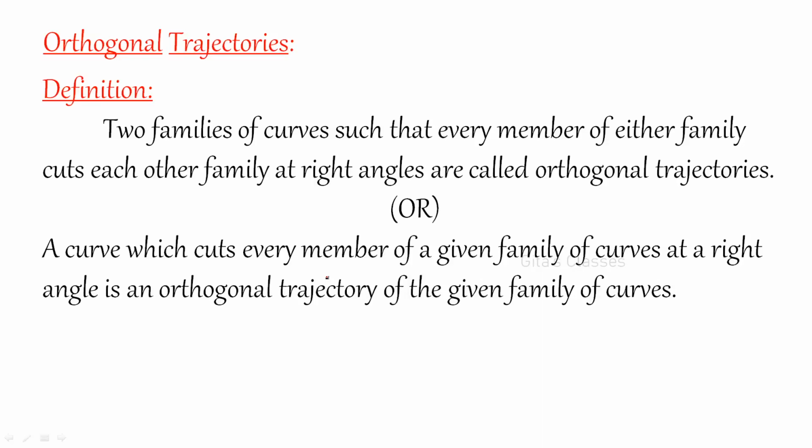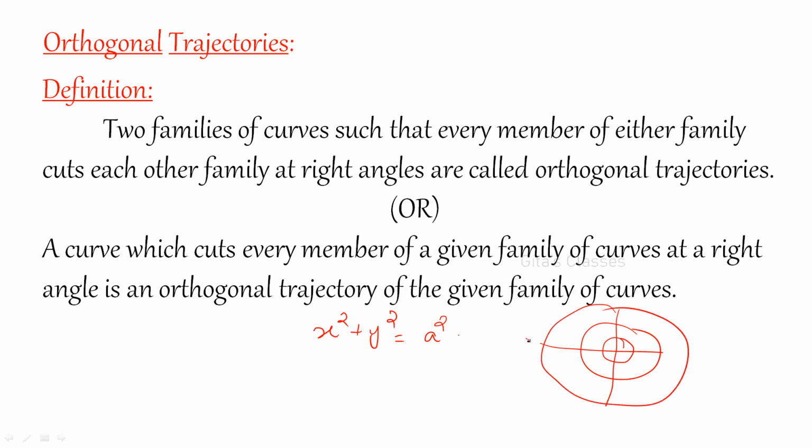Next is orthogonal trajectories. Orthogonal trajectories means what? You will be given one family of curves. Family of curves, consider the family of circles. Suppose you have the equation x squared plus y squared is equal to a squared. According to the value of a, if it is 1, you will get one circle. If it is 2, you will get another circle. If it is 3, you will get another circle, and so on.